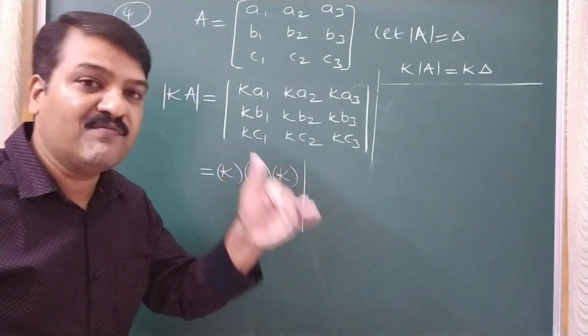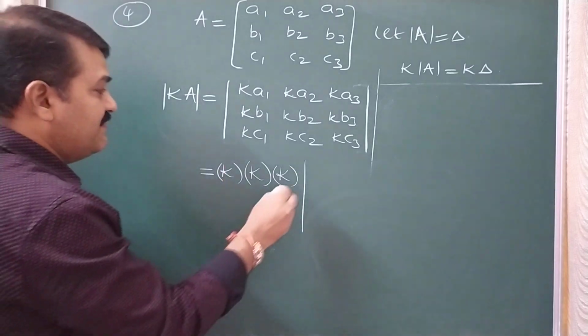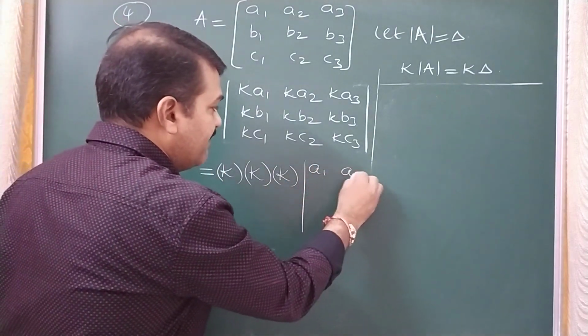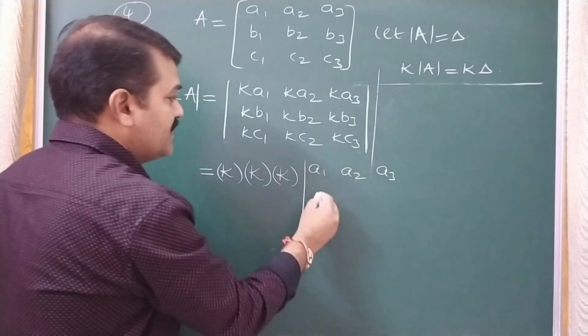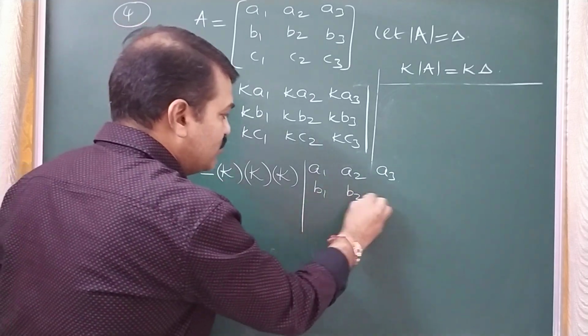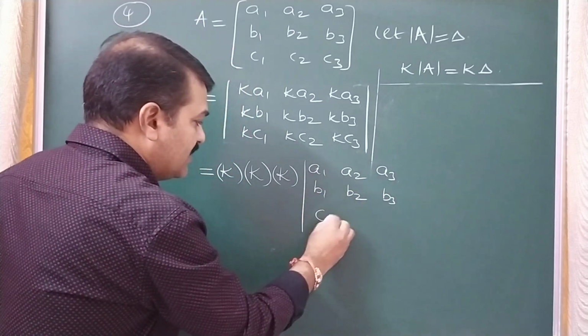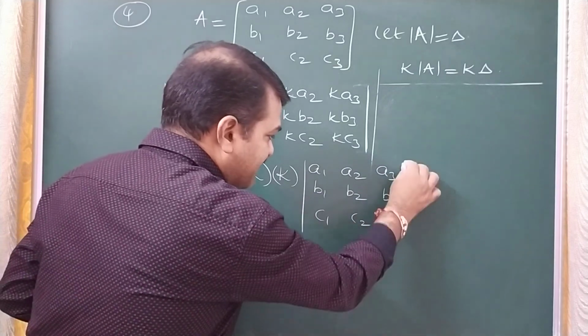Means at a time you have to do from one row. So what is left now? First row A1, A2, A3 is left. Second row B1, B2, B3 is left. Third row C1, C2, C3 is left.